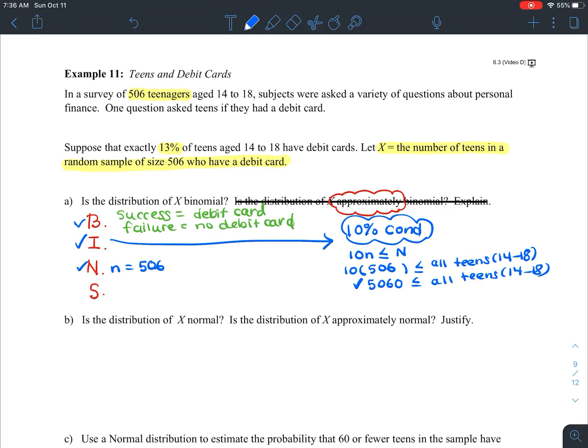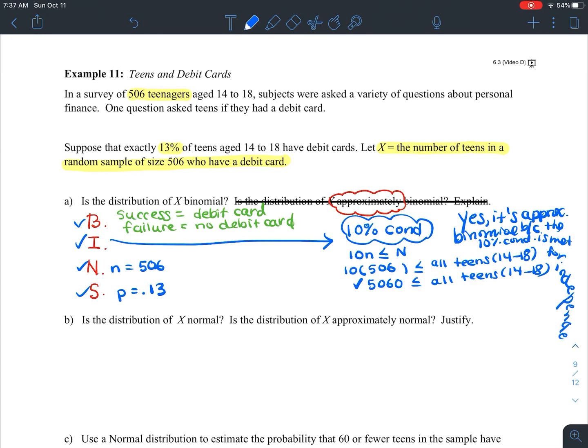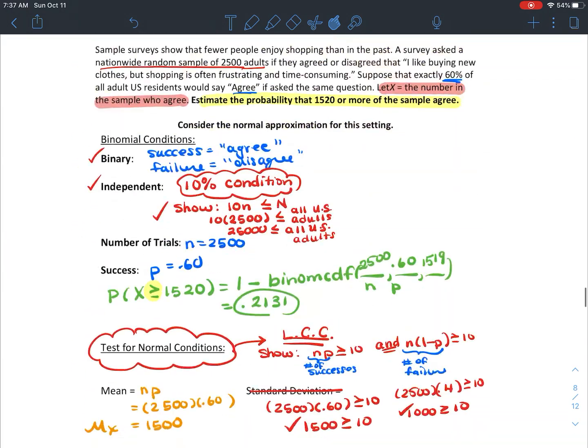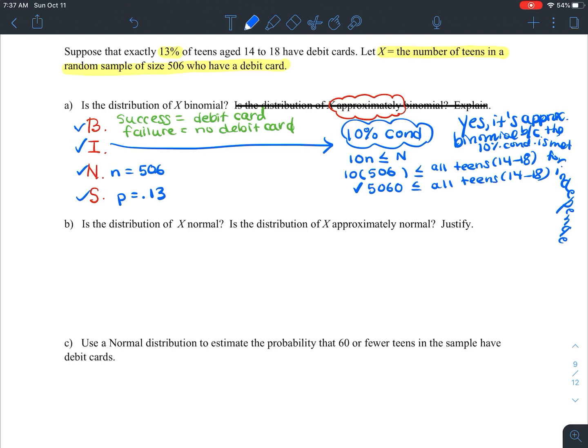Okay, our sample size or number of trials is 506, and the probability of a success is 13% is what the odds are of someone having a debit card. Okay, so we're going to call this one yes. We're going to say it's approximately binomial because the 10% condition is met for independence. Okay, for independence there. Oops, sorry. Lost my spot there. All right.